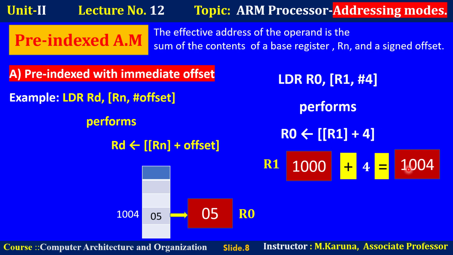So what is the memory location? 1004. At the 1004 location, what is the data? 05. So our aim is to transfer the data at this location to R0. Whatever data is available at 1004 will be transferred to R0.